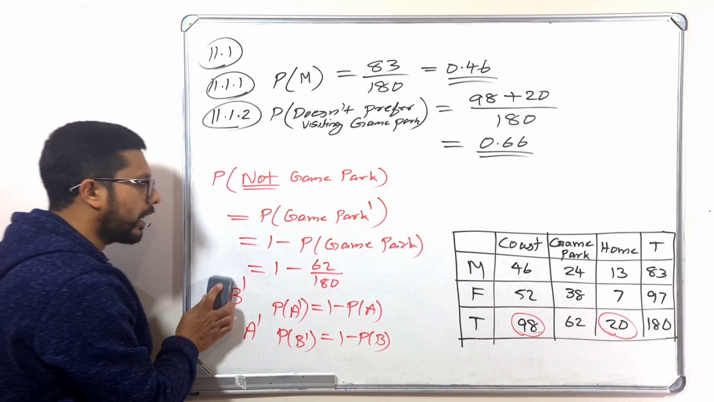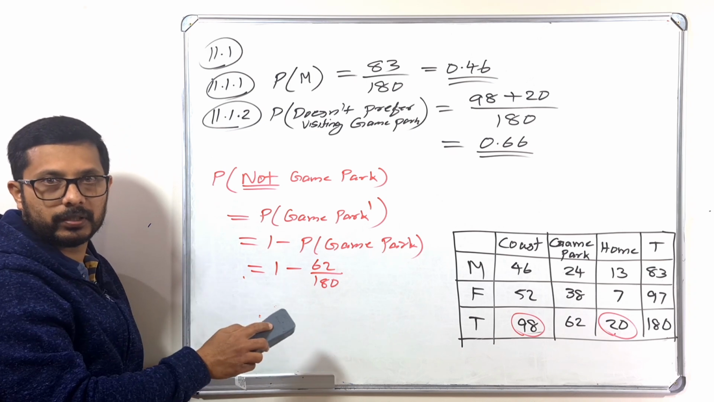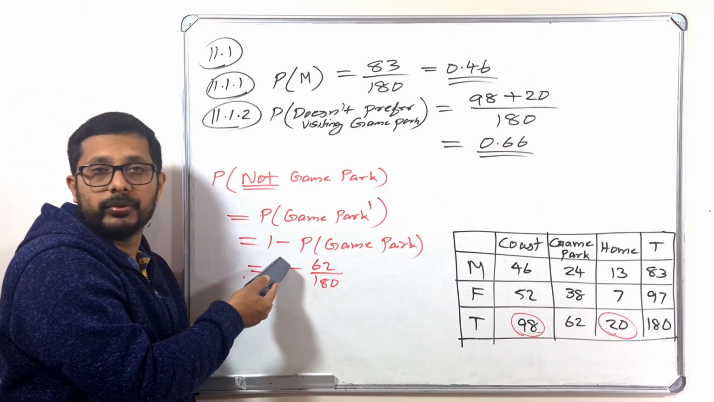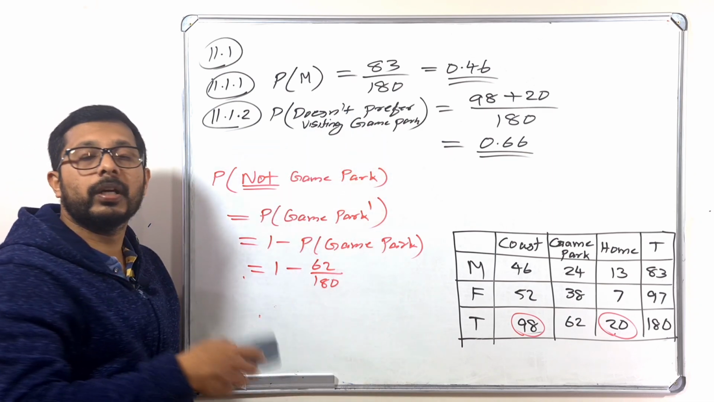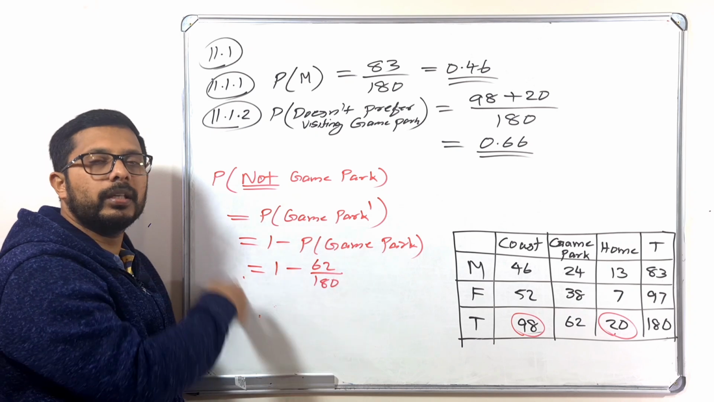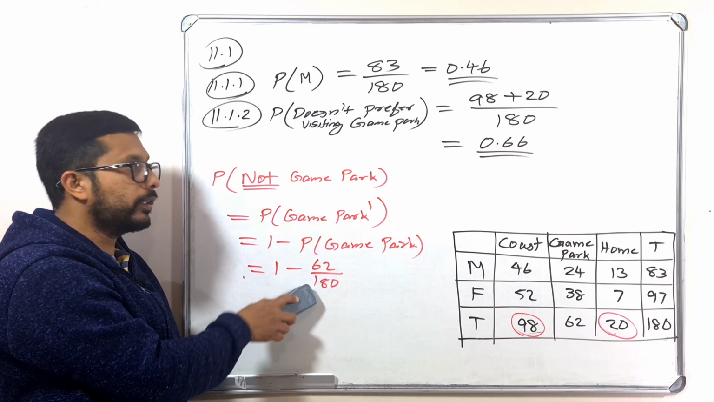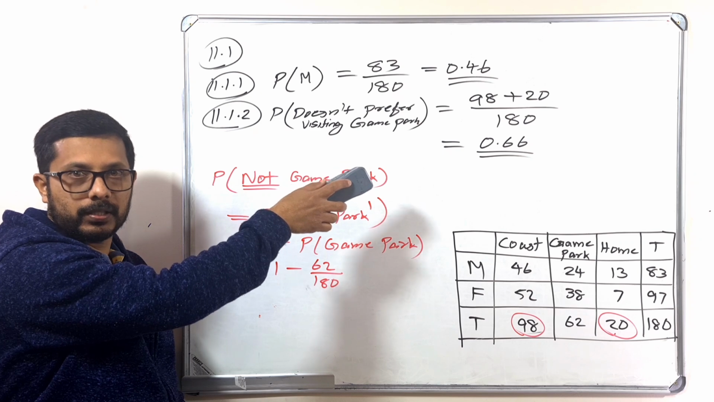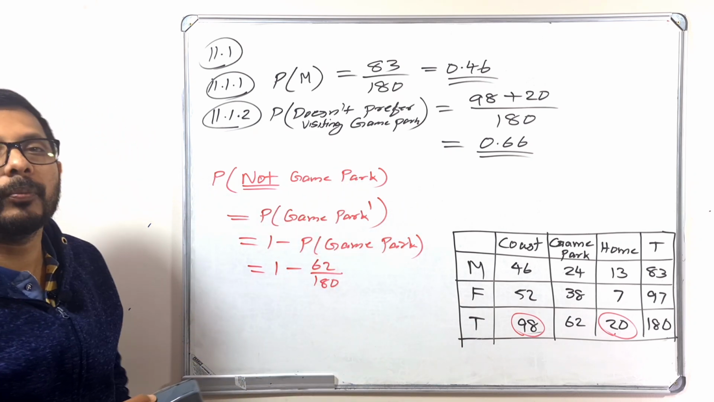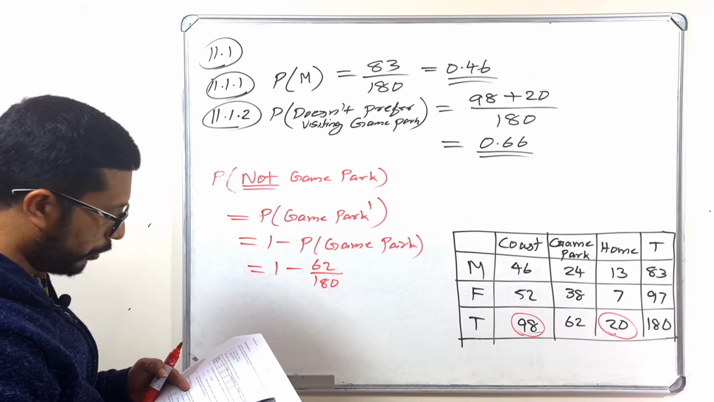So this is another method that you can solve this question. Try to understand. If it is too difficult for you to understand, then just leave it. Do the lemon method or this easy method. So this is the theoretical method to find the answer. Check in your calculator, you will get that same 0.66. Okay, so that is 11.1.2. Now let's go to 11.2.